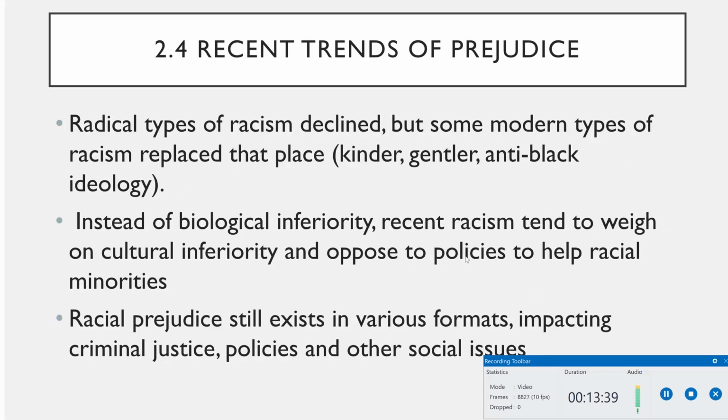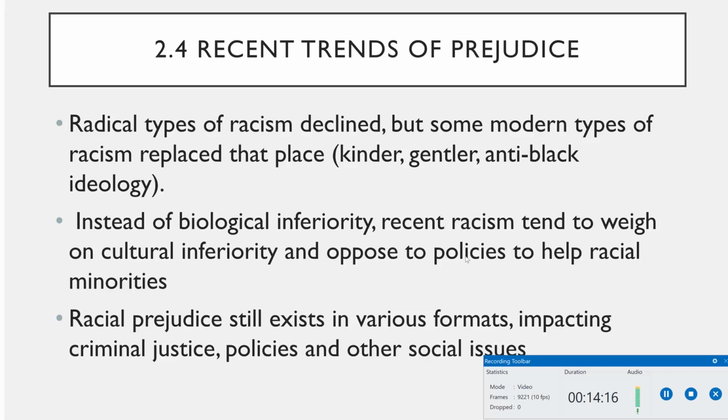So racial types of racism, like a vivid and very clear pattern of racism, have declined a lot, but some modern types of racism have replaced that place. So, a kinder, gentler anti-black ideology toward the minor races. Instead of biological inferiority, people tend to blame minorities for their poverty because of their cultural poverty, that they are less motivated to work or they are too lazy to find jobs.